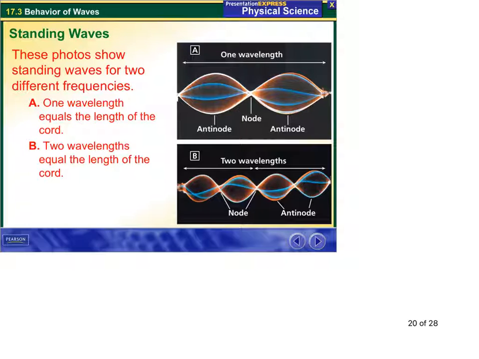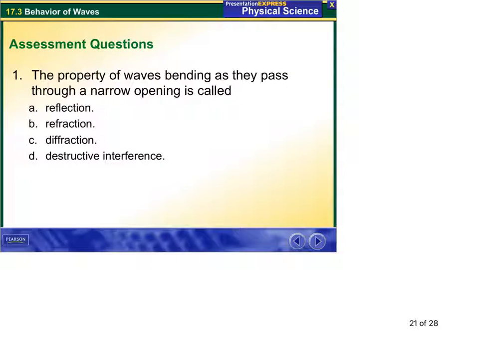You can see standing waves generated on many musical instruments, like string instruments such as a guitar. We set up standing waves, and it also sets up standing waves in wind instruments. And then you've got a few questions here. Make sure you know the answers to these questions.